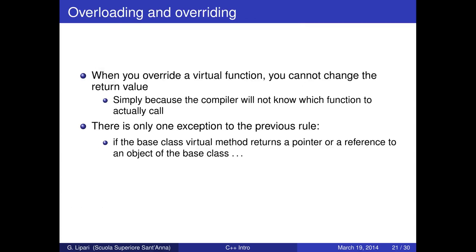Overloading means you have a different function with the same name, and this has nothing to do with the virtual function mechanism with dynamic binding. This is just another function with a different name. And then you have overriding. Overriding means you define a virtual function in a derived class, which must have, of course, the same prototype as the virtual function in the base class. So the prototype of the two must be the same.